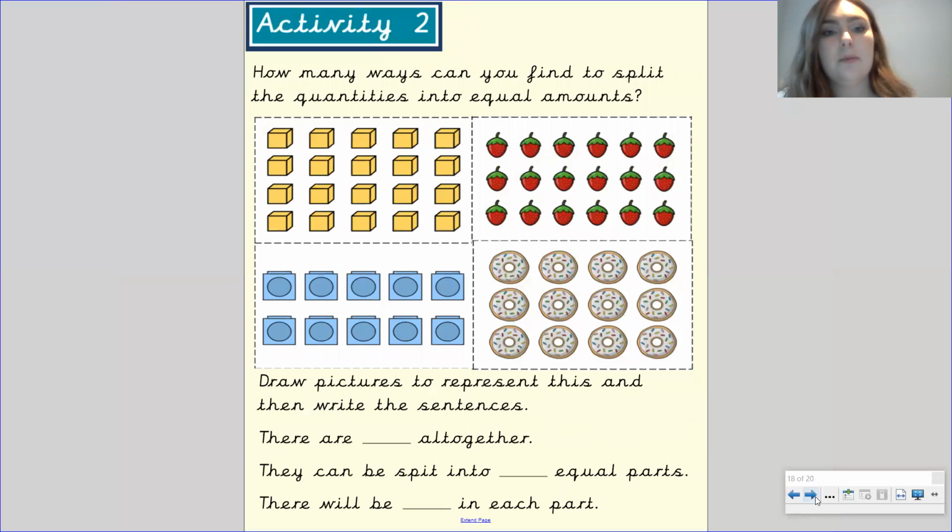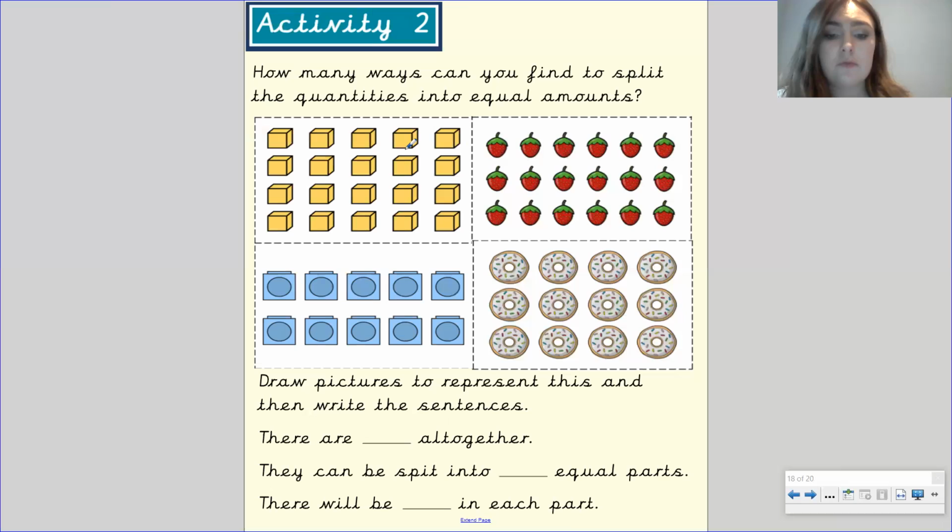Okay, activity number 2. How many ways can you find to split the quantities into equal amounts? So in the first group, you've got cubes, then in the next group, you've got strawberries. In the next group, you've got those blocks that you can put together. And then in the last group, you have got donuts. So you need to draw pictures to represent this and then write the sentences.